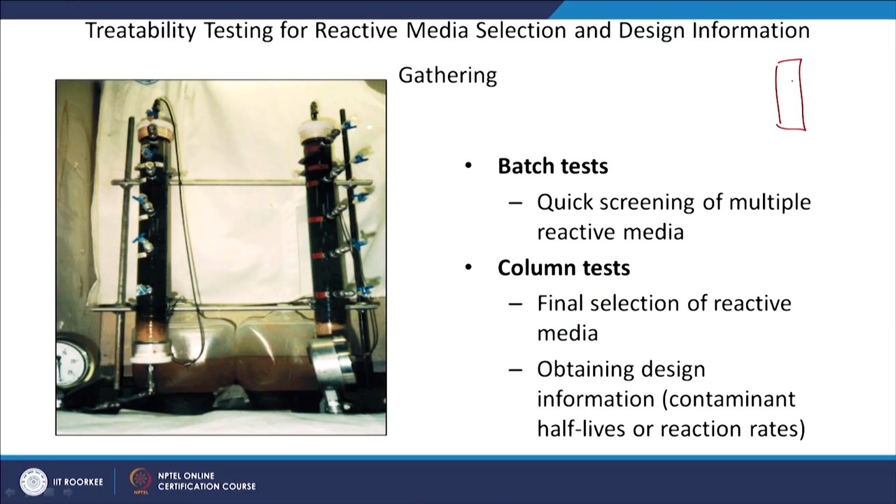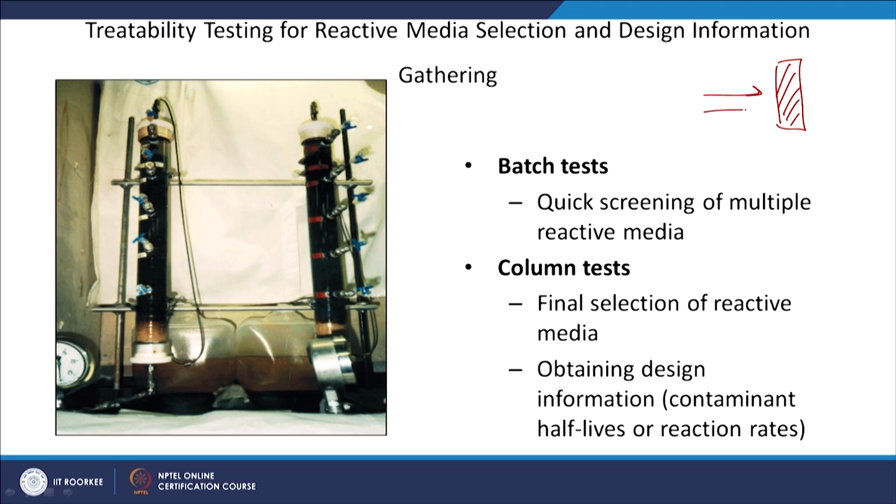So column tests also help to understand when the breakthrough occurs. But typically, breakthrough is something you would not want to happen. Obviously you are going to have a lot of reactive media such that breakthrough does not happen. Breakthrough, in layman's terms, let us just try to understand in the context of a PRB.